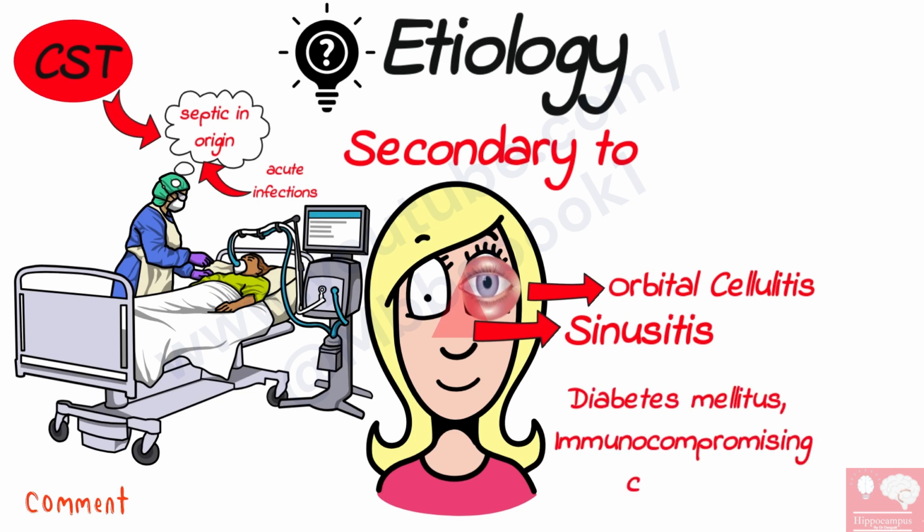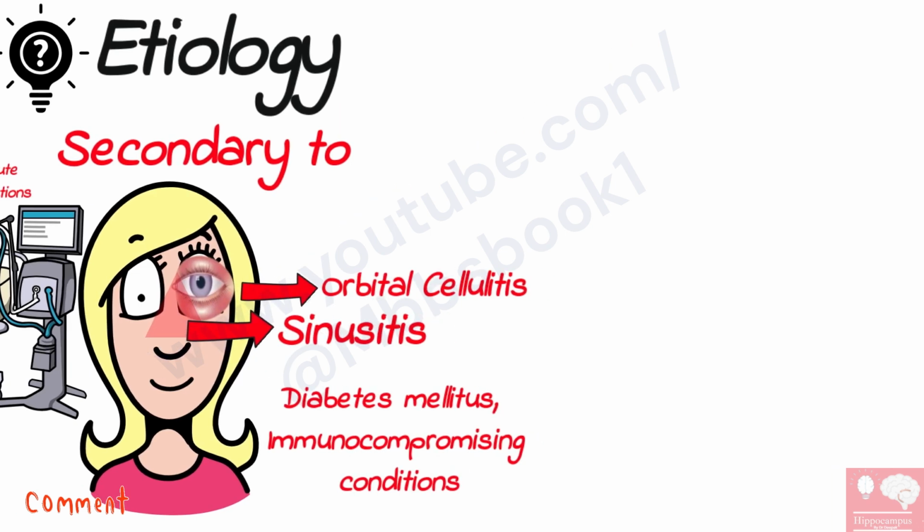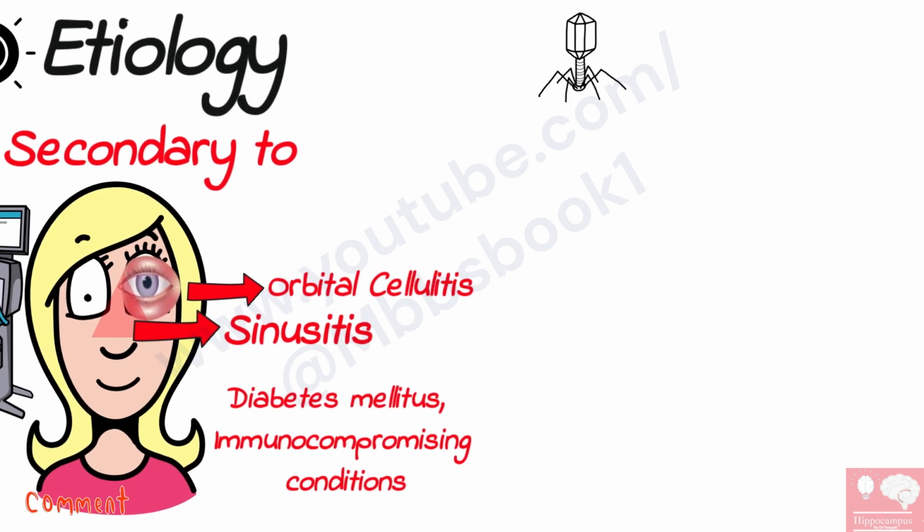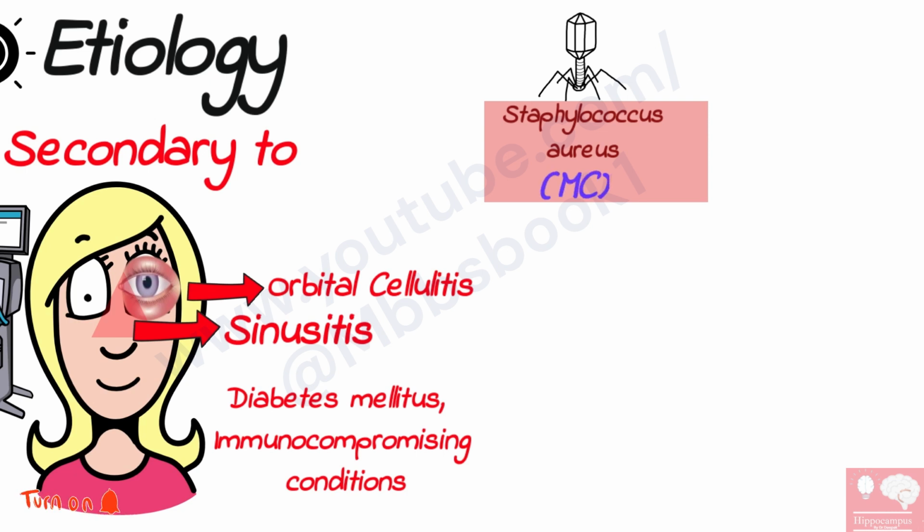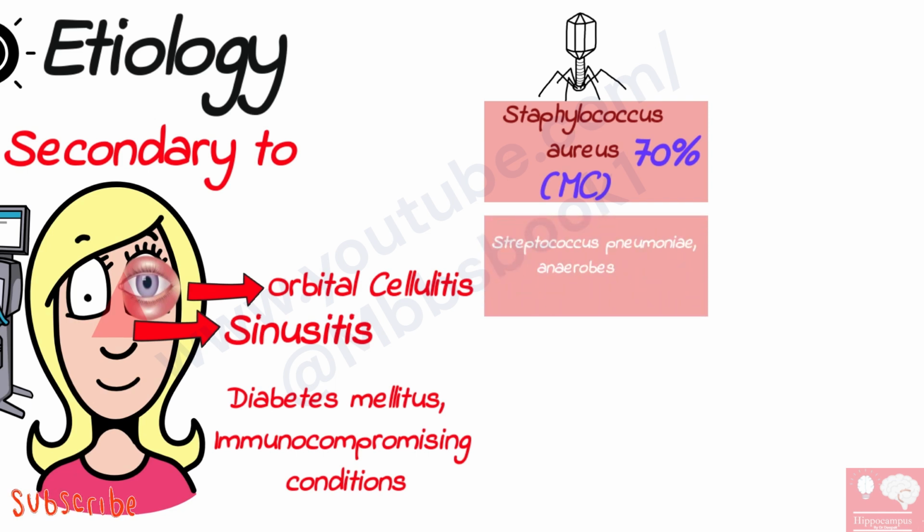or other immunocompromising conditions. Bacterial pathogens include Staphylococcus aureus, the most common causative organism, responsible for approximately 70% of cases. Other bacteria include Streptococcus pneumoniae, anaerobes, and gram-negative bacilli.